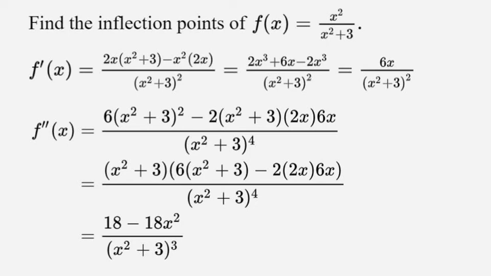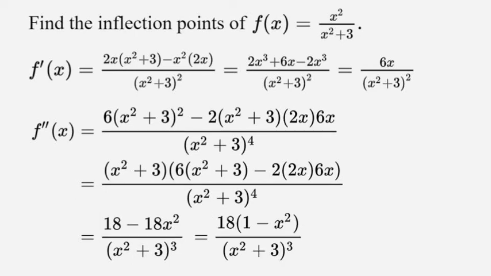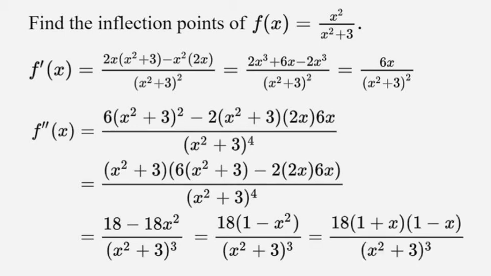And if I take everything that's left, multiply everything out, and combine the like terms, what you'll find is you're going to get 18 minus 18x squared. And I can simplify this just a little bit further by factoring out the 18. And so I'm going to get left with 18 multiplied by 1 minus x squared. And you might notice that 1 minus x squared is a difference of squares, and this can be factored into 1 plus x multiplied by 1 minus x.